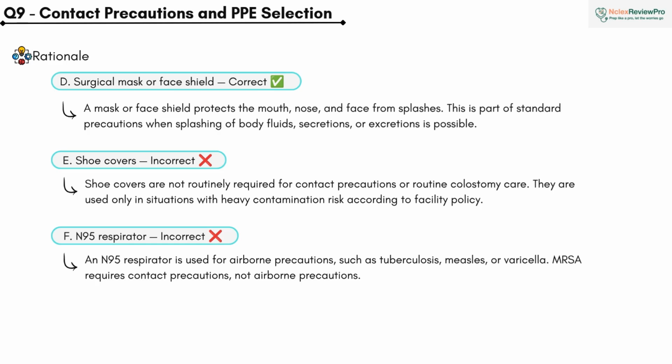Option E, shoe covers. This is incorrect. Shoe covers are not routinely required for contact precautions or standard colostomy care. They are used only in situations with heavy contamination risk, according to facility policy. Option F, N95 respirator. This is incorrect. An N95 respirator is used for airborne precautions, such as tuberculosis, measles, or varicella. MRSA requires contact precautions, not airborne precautions.